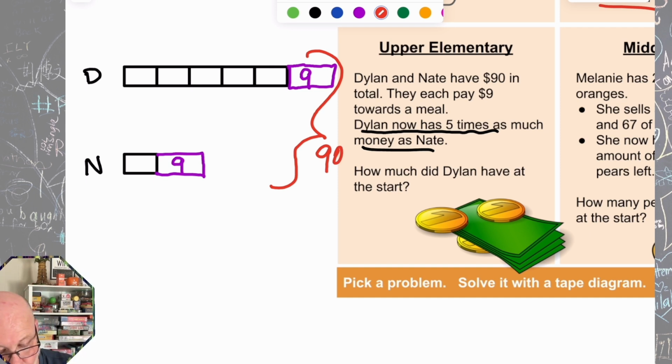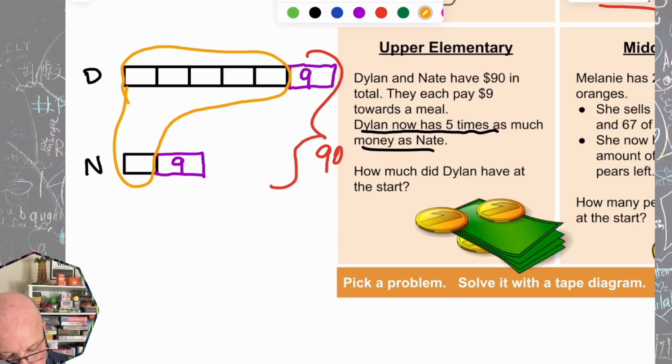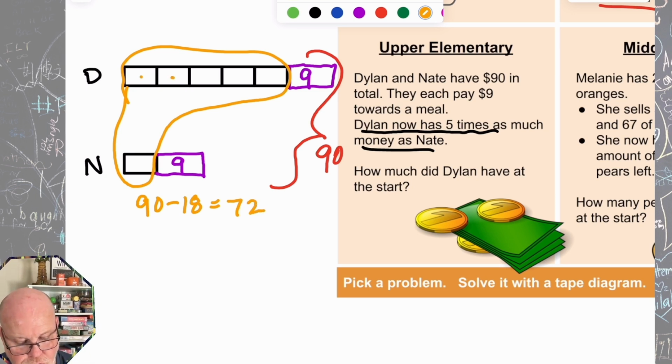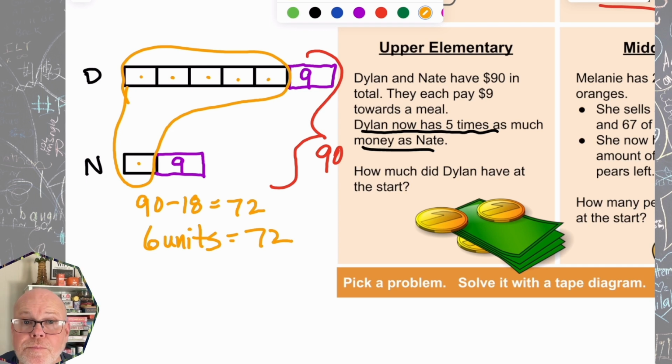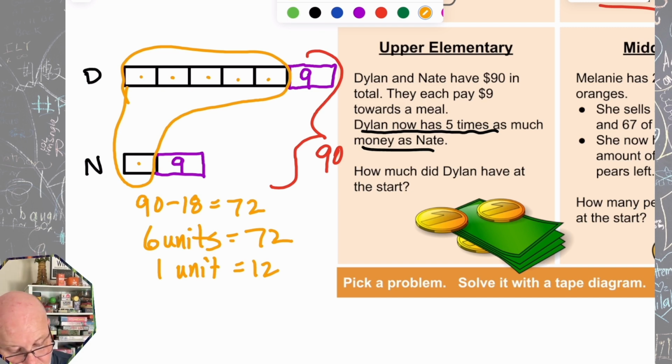And all of this is equal to $90. So we need to figure out the value of just these 6 units right here. If we do 90 take away 18, that gives us 72. So 1, 2, 3, 4, 5, 6: these 6 units are equal to 72. So 1 unit has to equal 12. So each of these is a 12, 12, 12, 12, 12, 12, and 12.